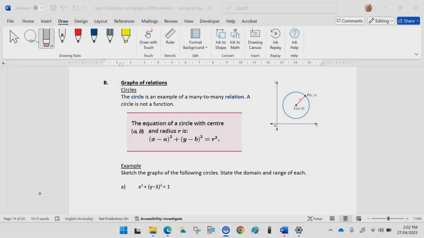Hi girls, let's talk about graphs of relations on page 14 of our notes. So we're talking about relations.